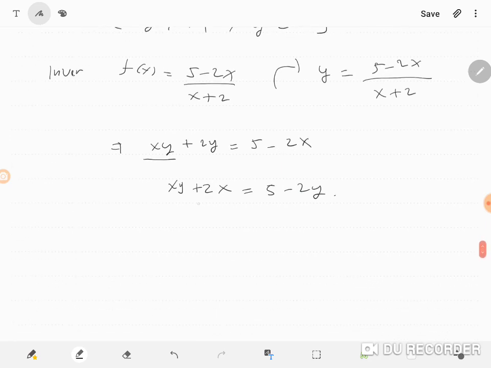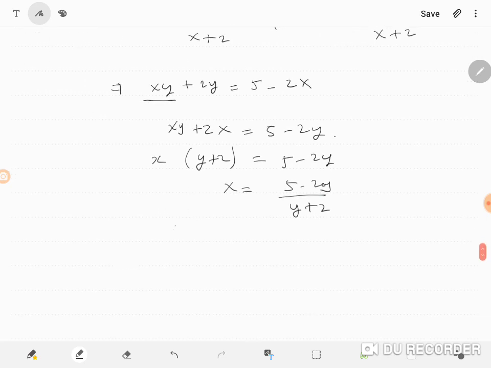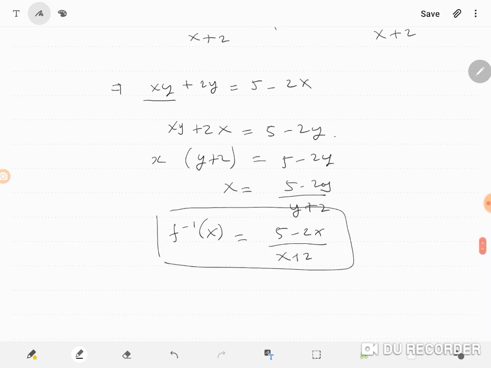And then you take out x because we're looking for x, right? So x times y plus 2 equals 5 minus 2y, and your x equals 5 minus 2y over y plus 2. Because we are looking for the inverse, everything y you change with x. So the inverse of f(x) equals 5 minus 2x over x plus 2. So that's all for this question.